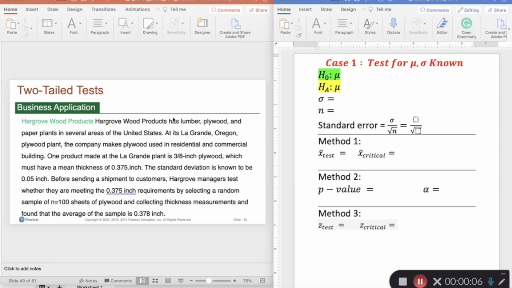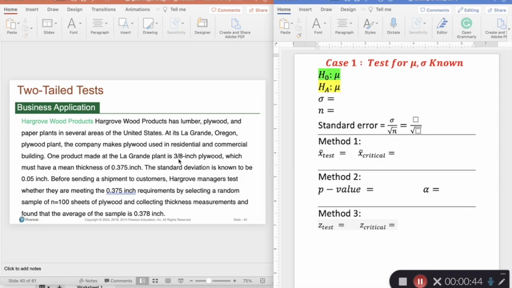Okay, let's look at this example. We have a wood products company. They are doing plywood and paper plants in several areas in the States. In one of the plants, the company makes plywood used in residential and commercial buildings. One product should be 3 to 8 plywood. This must have a mean thickness of 0.375 inches.